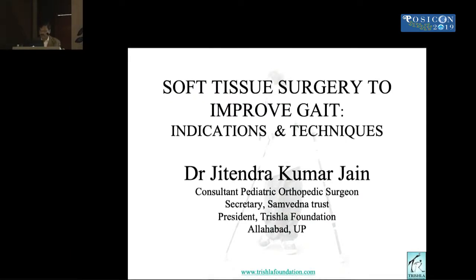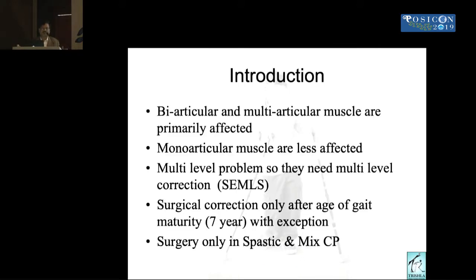This soft tissue contracture is very common in cerebral palsy, especially in spastic cerebral palsy. They require this, as we know that in cerebral palsy, biarticular and multi-articular muscles are primarily affected. Monoarticular muscles are much less affected. So whatever we do is on biarticular and multi-articular muscles. And cerebral palsy is a multi-level problem, so we have to manage it with single-level or multi-level surgeries.